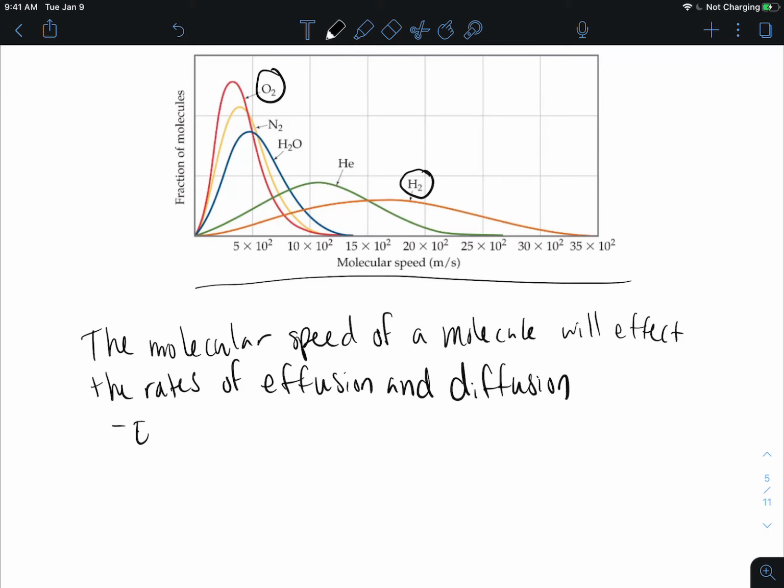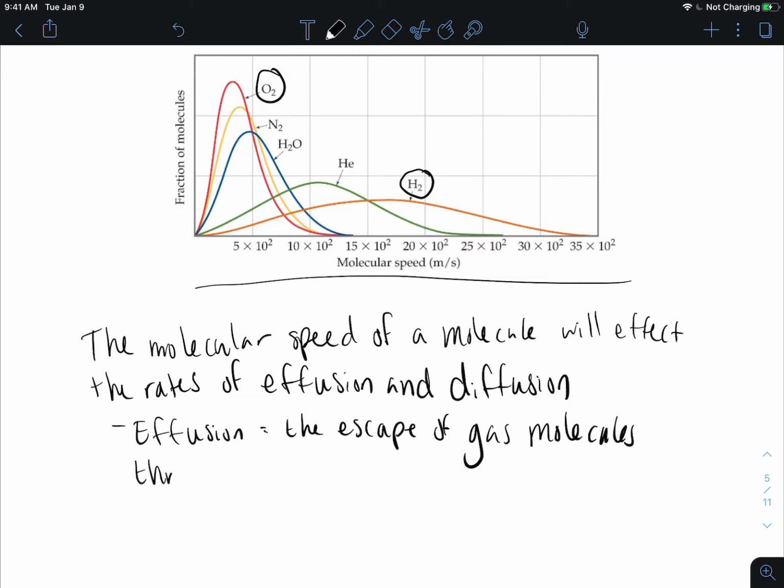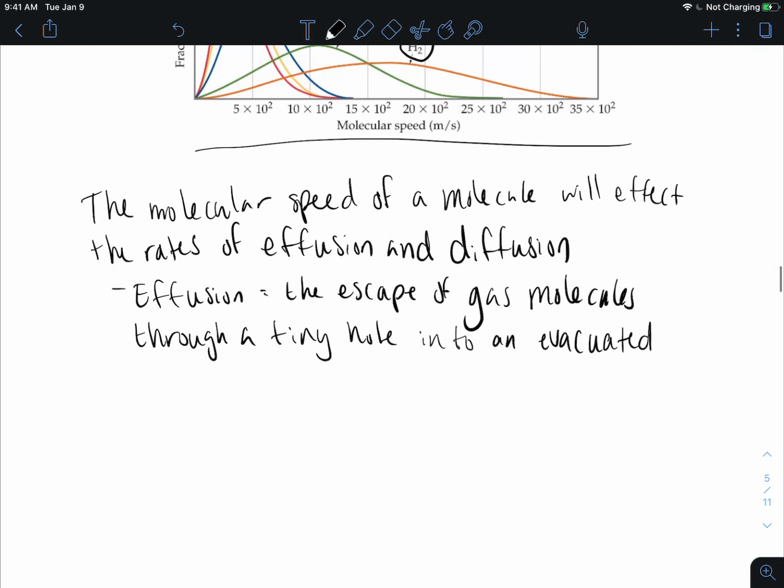So effusion is defined as the escape of gas molecules through a tiny hole into an evacuated space, so a space under vacuum, as in there are no other particles present.